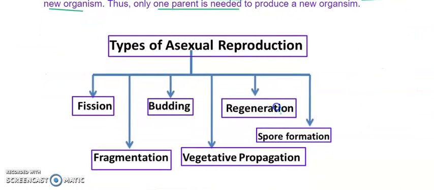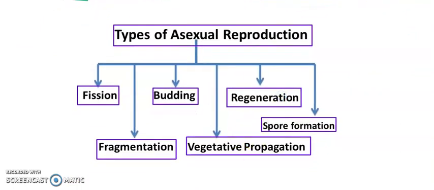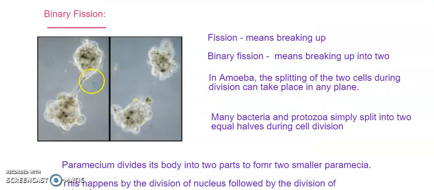Again, a quick look at the types of asexual reproduction: fission, fragmentation, budding, regeneration, spore formation, and vegetative propagation. We'll be looking into fission and fragmentation in this video. So the first type is fission, binary fission. As the name suggests, binary means breaking up into 2 parts. Before we go into the theory part, let's look into the binary fission process.